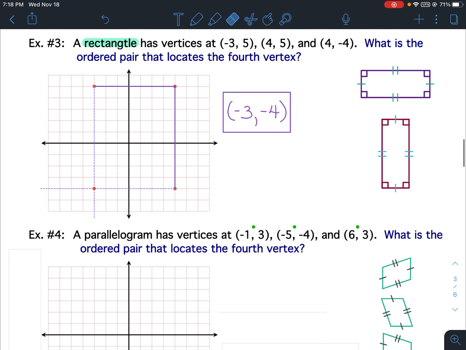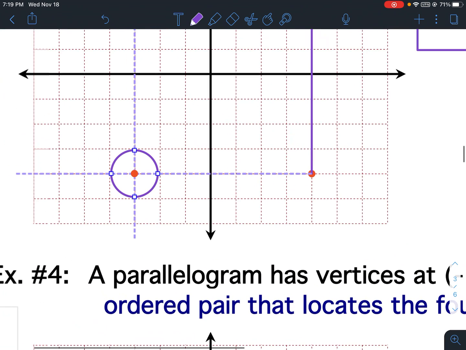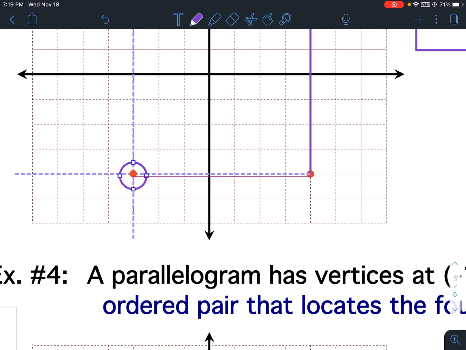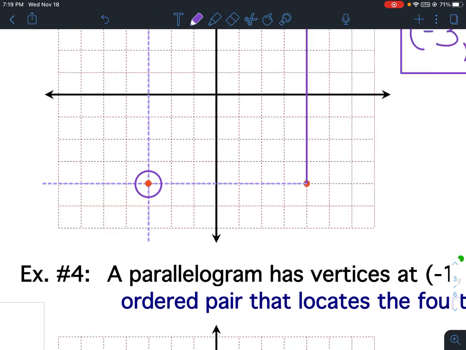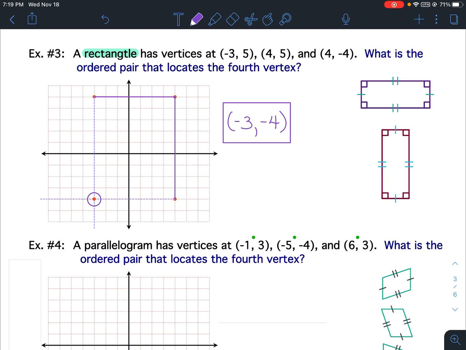Pause your video, make sure you have everything down that I have down. If you have any questions, please do not hesitate to ask. Sorry, one more thing. Do me a favor and put a circle around this so you understand that that's where we found our fourth vertex. Okay, again, if you have any questions for example 3, please do not hesitate to ask.